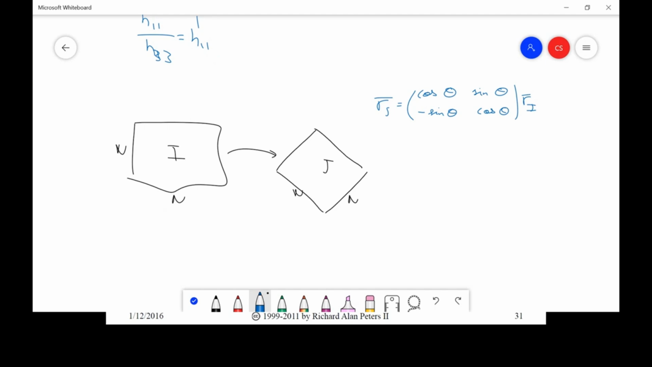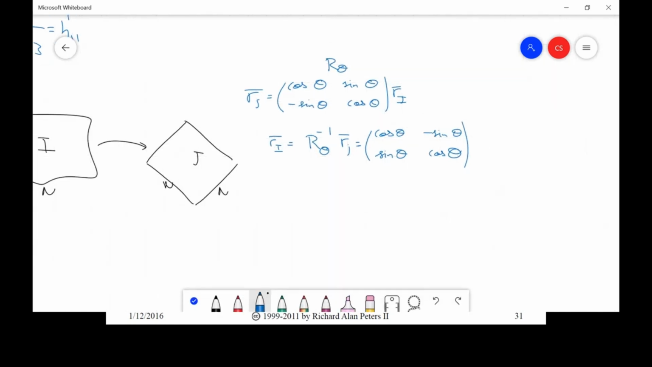And if you want to go the other direction, you want to solve for I. This is R theta, so you have to do R theta minus 1 times J. But that's R theta minus 1 because it is a unitary matrix that we saw before. It's cosine theta, minus sine theta, sine theta, cosine theta. If this is rotating in one direction, this is rotating in the other direction.